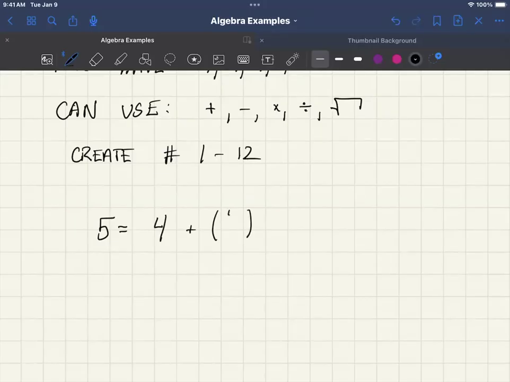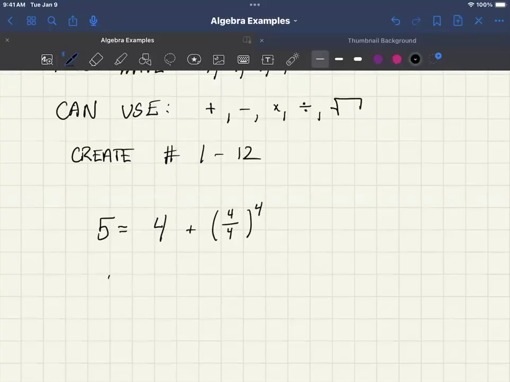So let's write it out. 4 over 4 to the 4th power. Remember, 4 over 4 is a fancy way of writing the number 1. 1 to any power is 1. So this is going to give us 4 plus 1, which is 5.